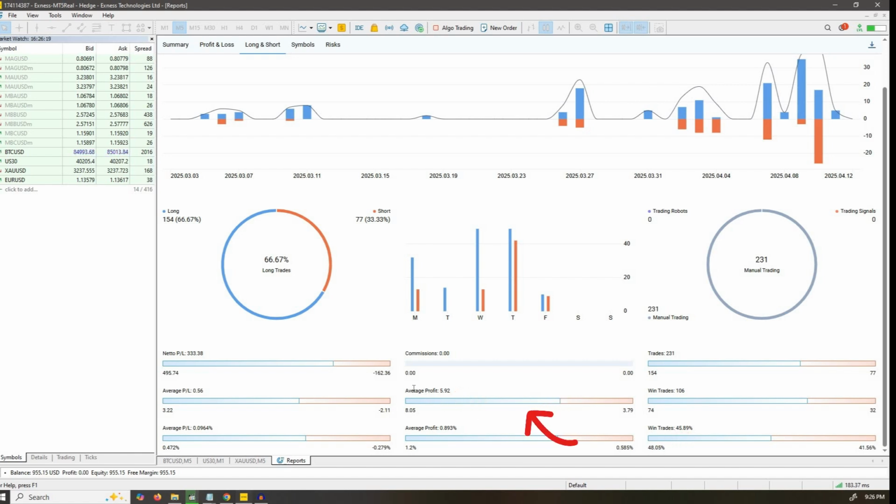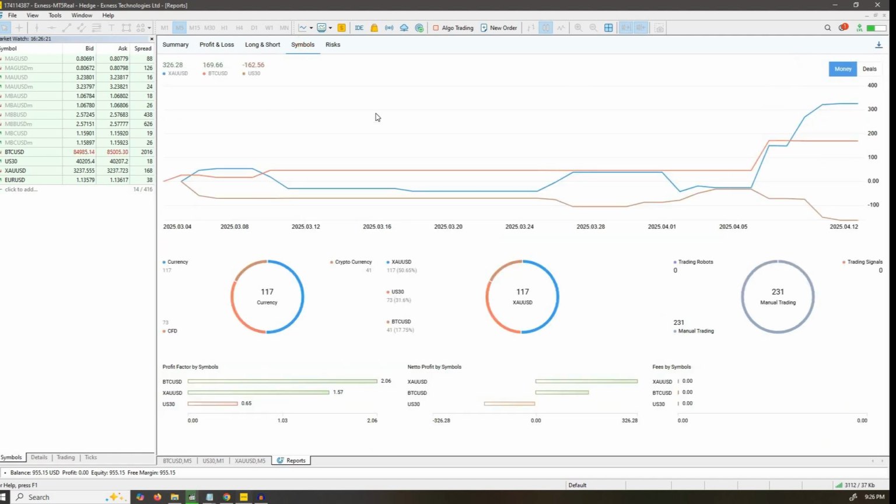Now go to the Symbols tab. This shows your strategy's results on different pairs. As you can see, it's performing best on gold and BTC, but it's losing on US30. So to improve results, we should avoid trading US30 with this strategy.